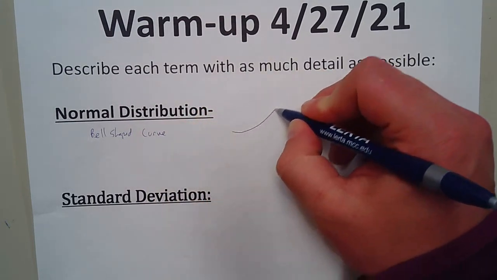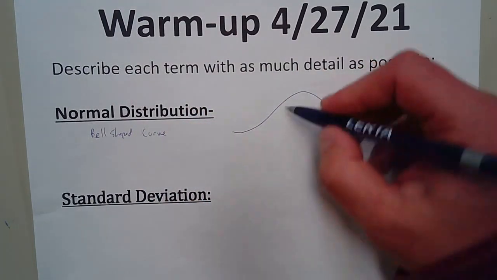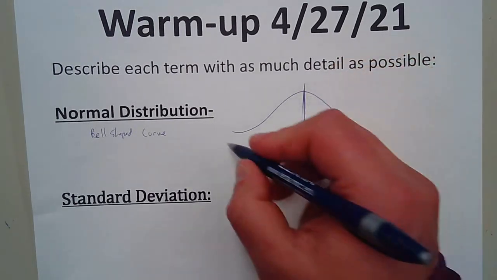And so the big idea with this is it's going to have this shape to it, meaning that our mean and our median are located here.